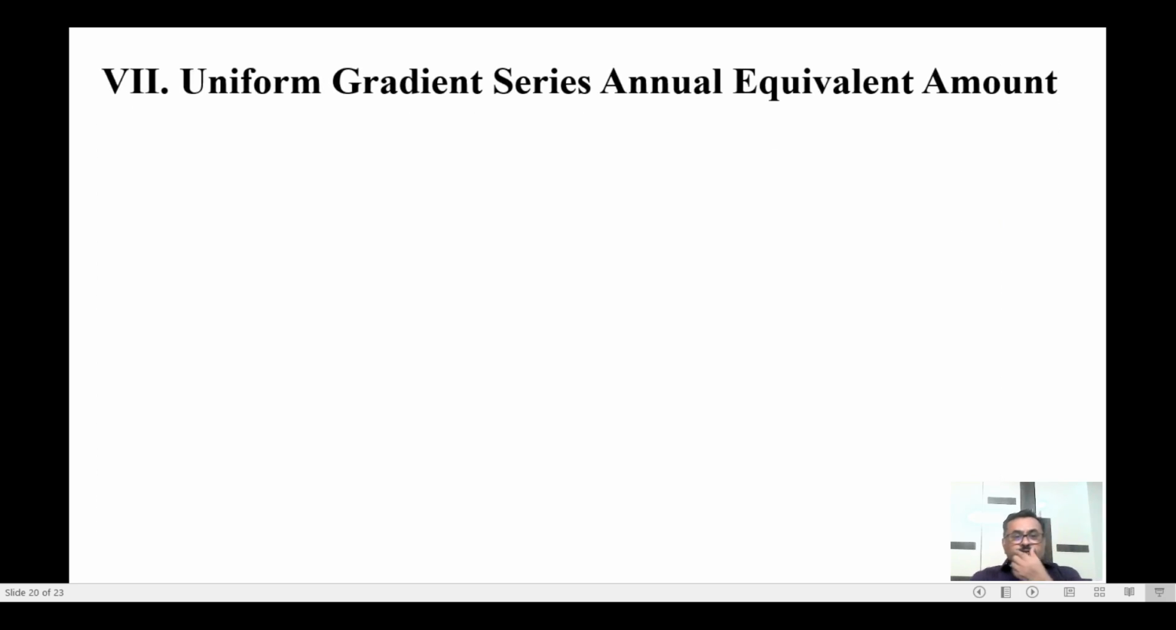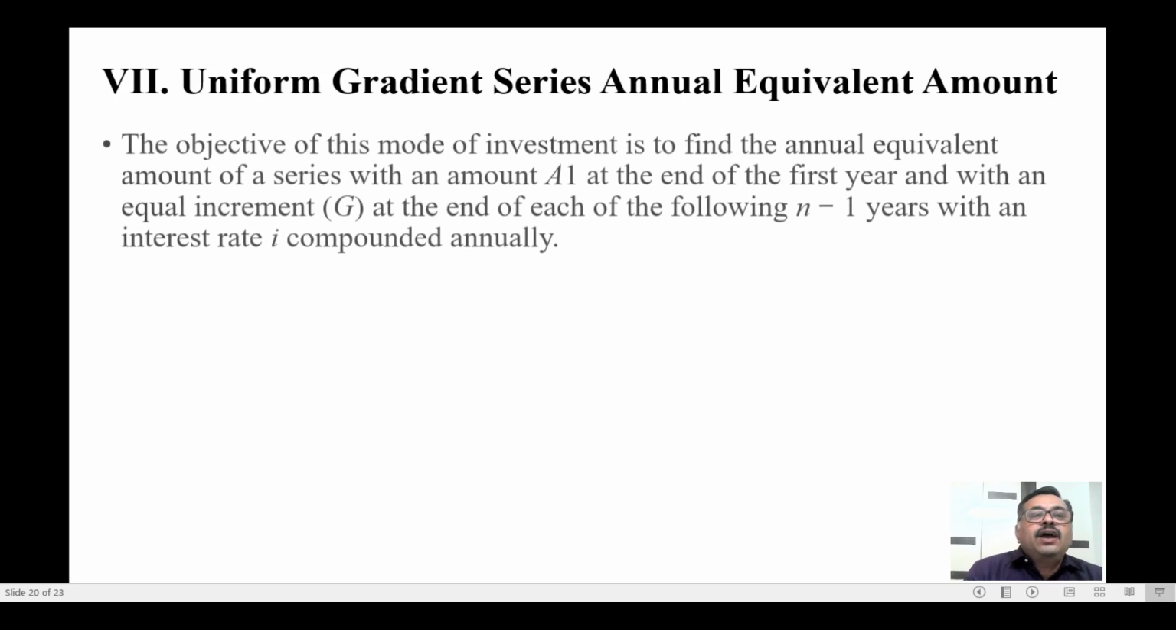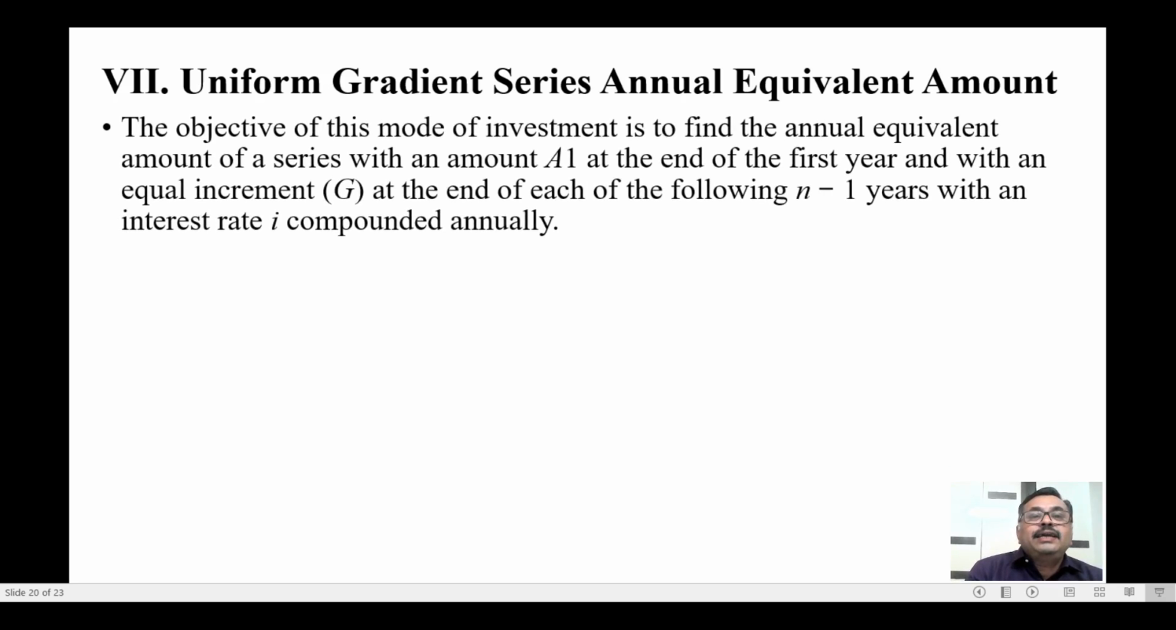Right? Next we will see the uniform gradient series annual equivalent amount. Here in the uniform gradient series, we will be calculating the gradient that you have. The objective of this mode of investment is to find the annual equivalent amount of the series. Here also the annual equivalent amount will be calculated, but it will not be the same. There is a gradient, that is, from the first year to the second year there is a slight increase in the amount, or there may be a decrease in the amount. Both ways are possible.